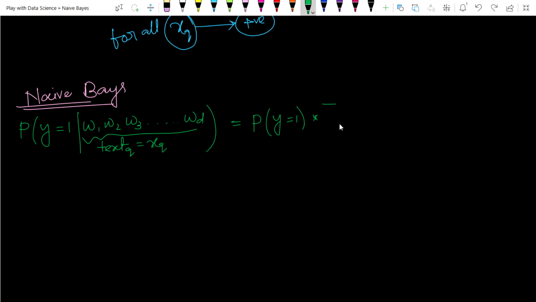So here we want the likelihood probability for class 1. We have calculated this probability, and if we consider the binary classifier, we also calculate the probability for the other class.